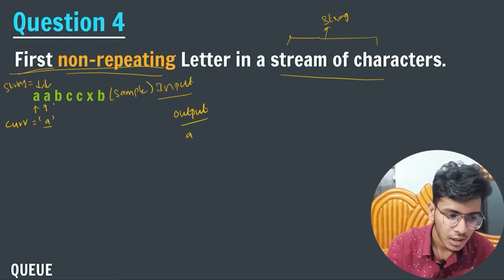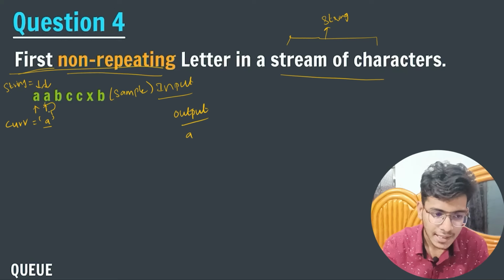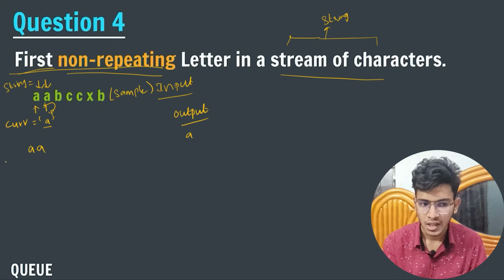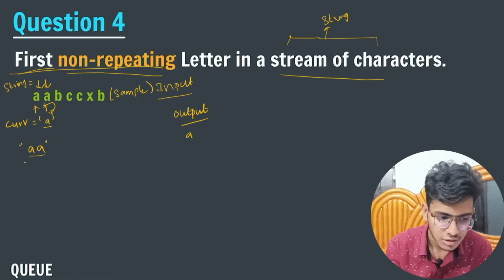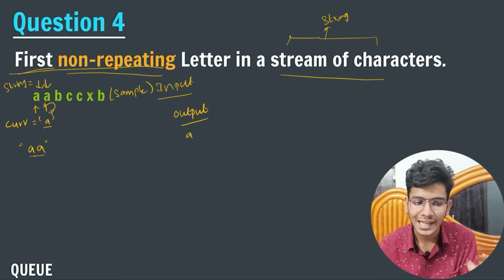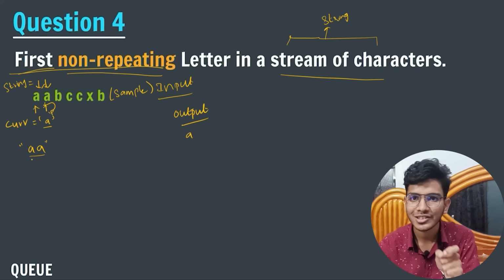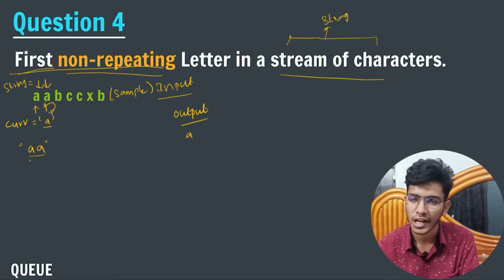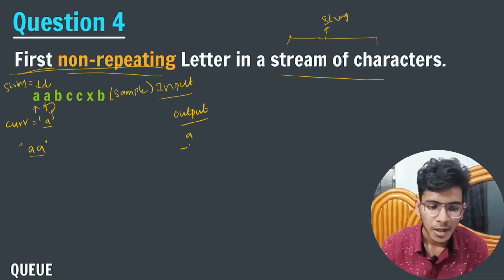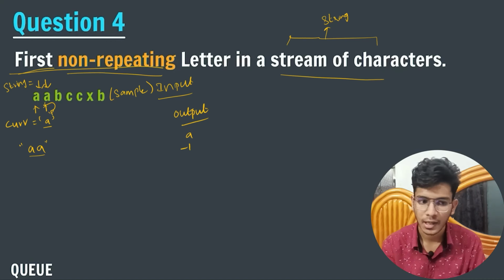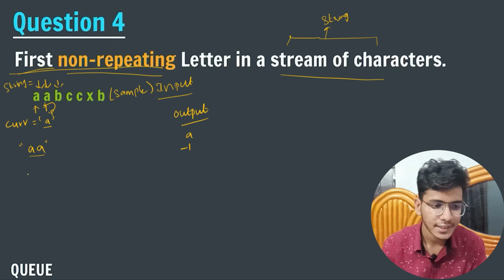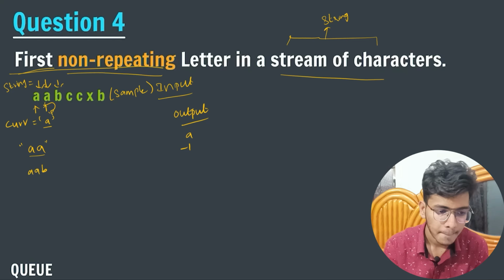Now after that I will iterate to the second character and I will add that character into my current. So my current will become A, A. Now in this current string, what is the unique character? There is no unique character, you can see that A has repeated 2 times. It means that there is no unique character in the current string. If there is no unique character in the current string, then print -1 in my output screen. Now after that add the third character as you iterate. So I will add B, giving A, A, B.